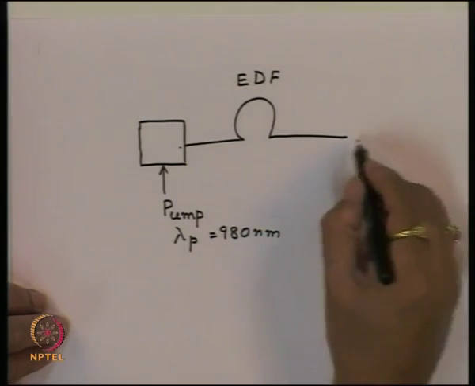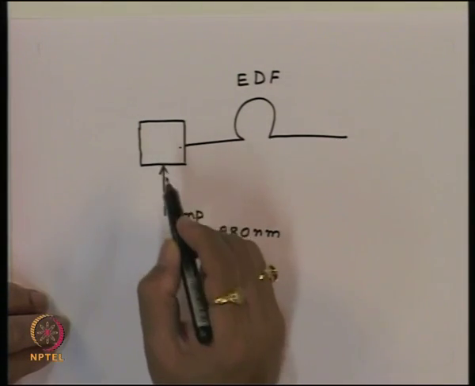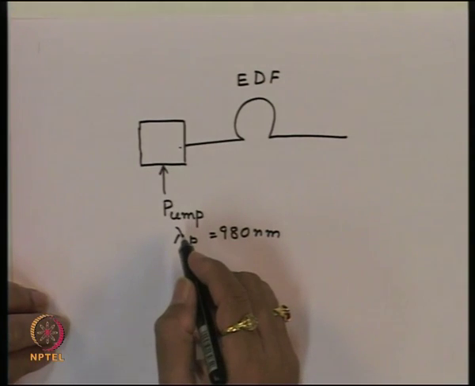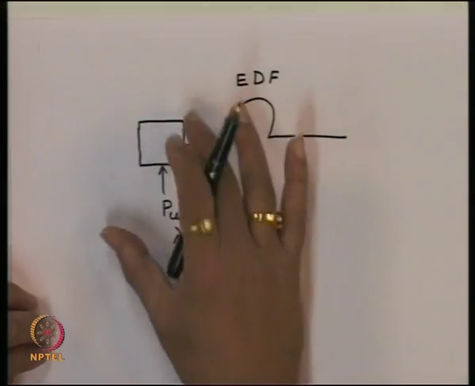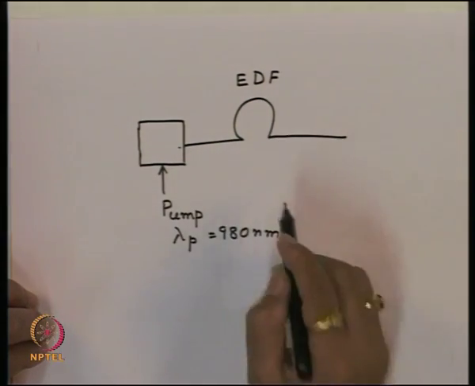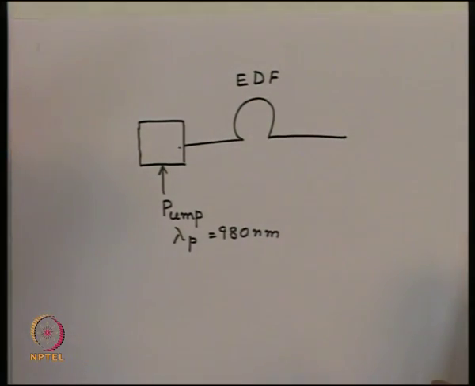So, now essentially after the signal and pump are combined by this combiner, then automatically the signal gets amplified inside this, and a small length of fiber of few tens of meters can give you a gain as large as something like 20 to 30 dB.